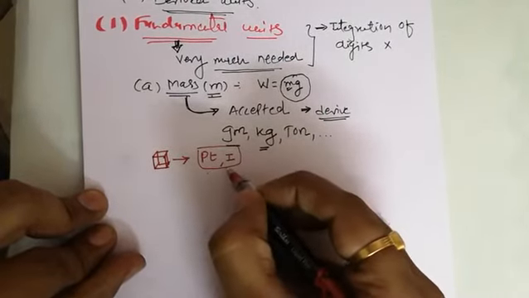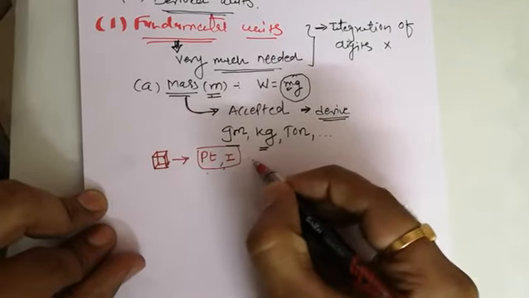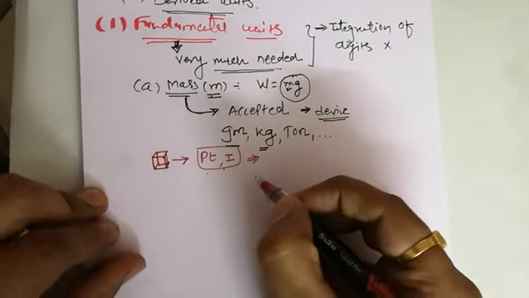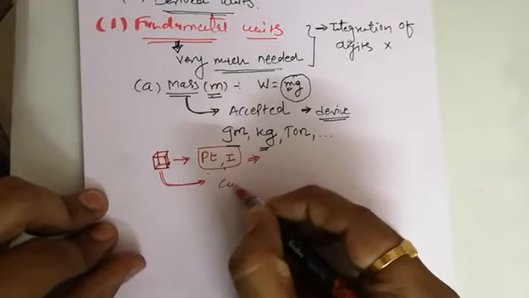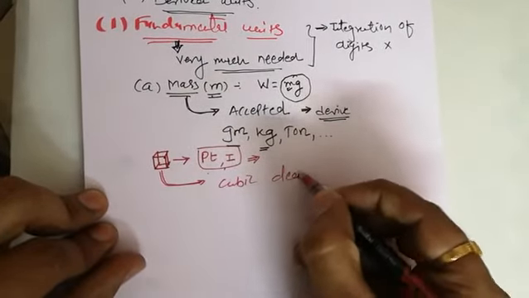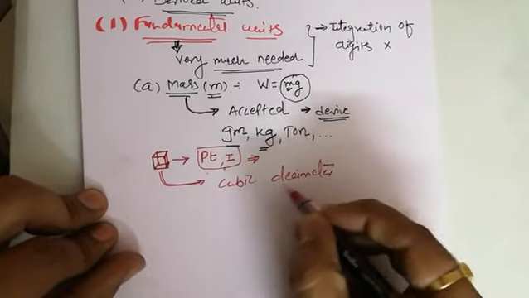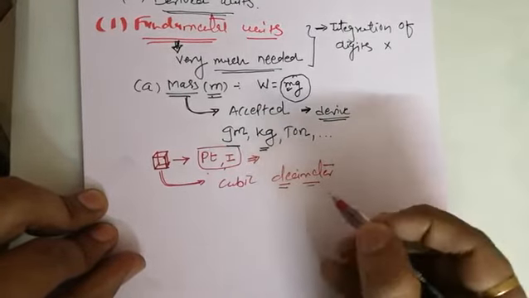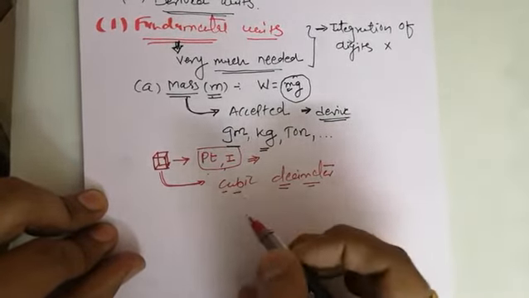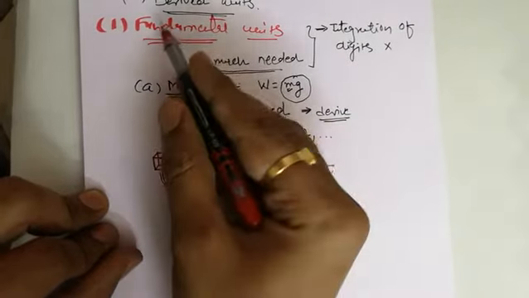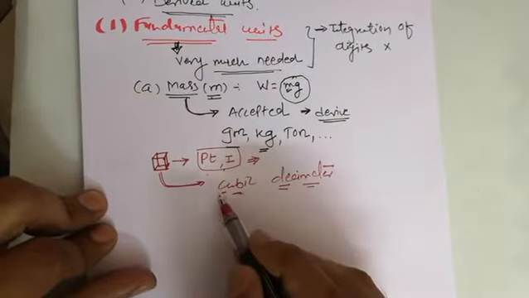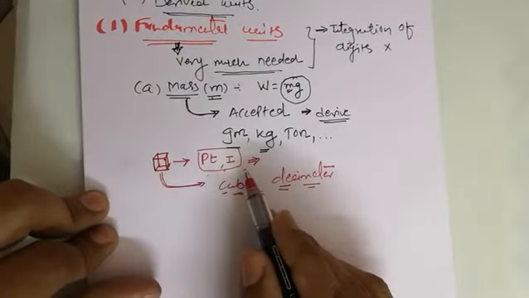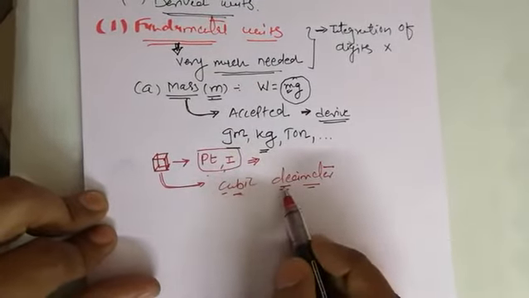This platinum and iridium are placed. Another definition, in this cubic decimeter, we will discuss about deci, centi and all that, but right now I am just giving you the overview. You can only remember that this is coming under the fundamental quantities. That's it. It is only for your information. So platinum and iridium. Next thing is called a cubic decimeter.